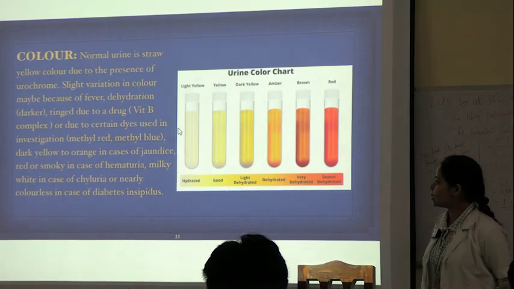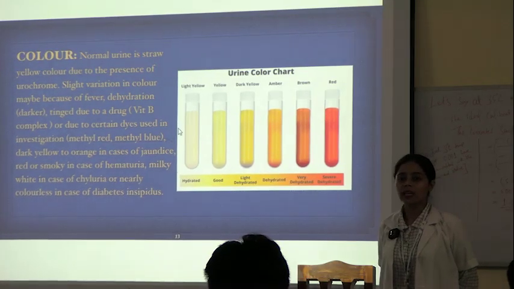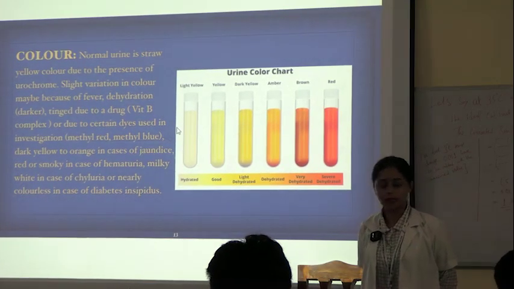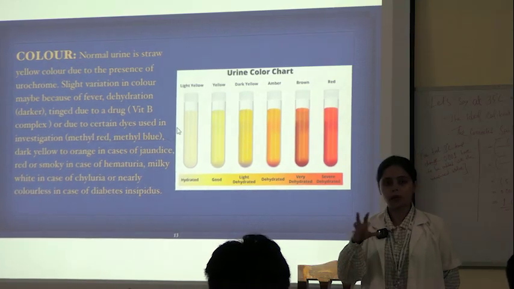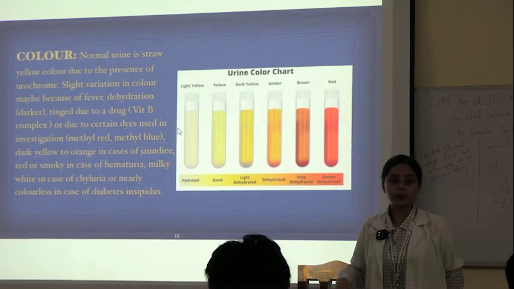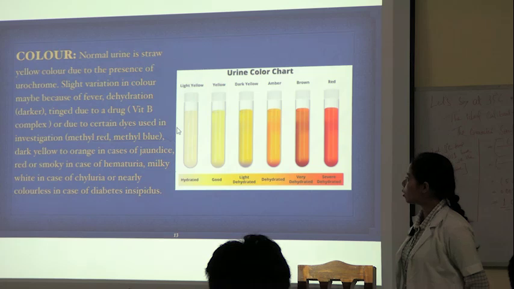So these dyes are used in cancer patients to check the spread of the cancer in the lymph nodes. Suppose if a patient is suffering from breast cancer, they give it to check how much the cancer has spread in the lymph nodes. That time they use this. So that can affect the color of the urine.